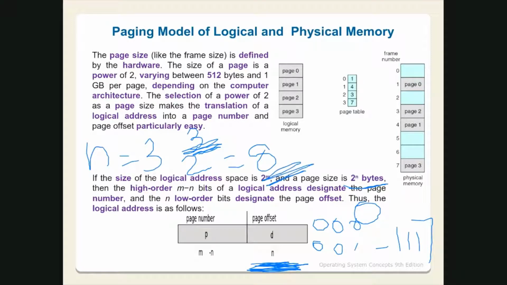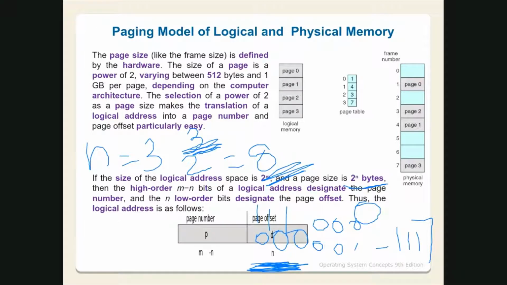So 000 refers to the first byte, 001 refers to the next byte, and 111 refers to the last byte. The bytes start from 0 to 7. Do you get my point? So these bits, 000, are the offset. This is the offset I am telling you. If I say the offset is 111, I am referring to the last element in the page.